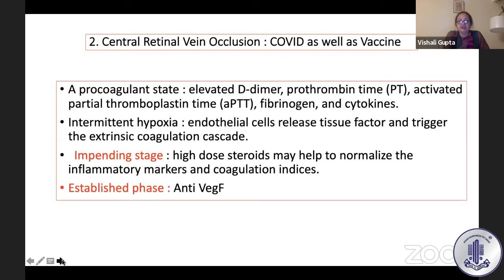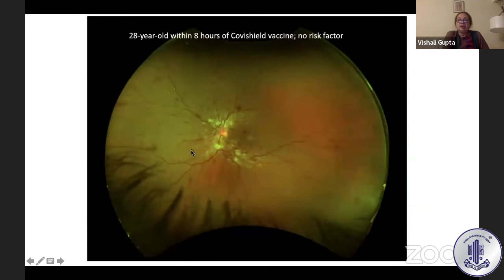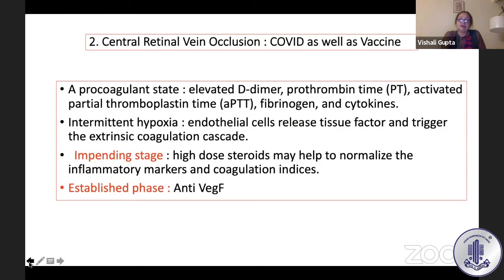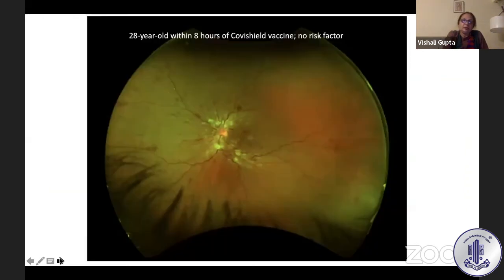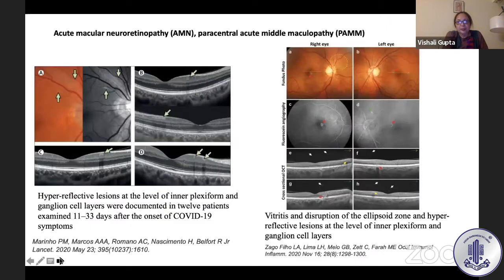Vein occlusions, we all know the implication. This is a venous occlusion that happened in a 28-year-old within 8 hours of receiving the Covishield vaccine. No risk factor. I think the only marker is that if you catch it early and it's not fully developed, there is probably a role for steroids. Honestly, I don't have biomarkers to suggest which are elevated, but going by what is available in the rest of the body, high-dose steroids may help during the very early stage. However, if you see the patient when it's already formed, of course, anti-VEGF.